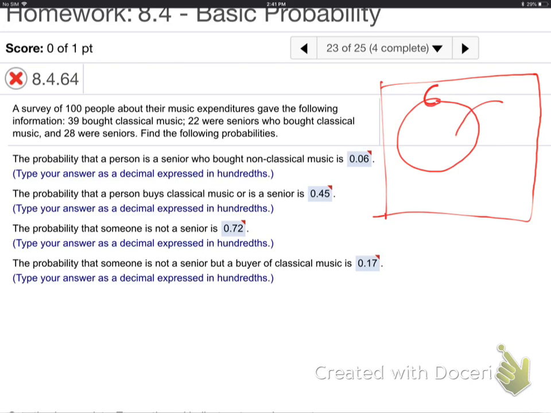So classical music, senior. We need the overlap, right? Do they give me the overlap? Is there anywhere that's telling me what's in both? Seniors who bought classical music. Yeah, good eye. Right here, 22 were seniors who bought classical. That means they're both. That's the middle. Everybody seeing that? They are seniors and they bought classical music. They're both. So you start with the overlap and then work your way backwards by subtraction.